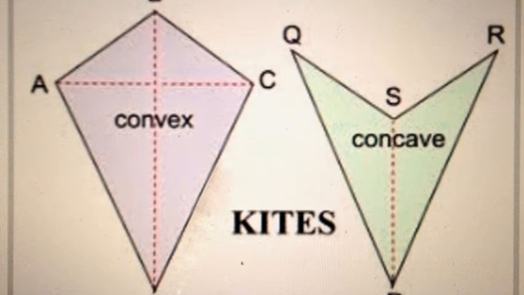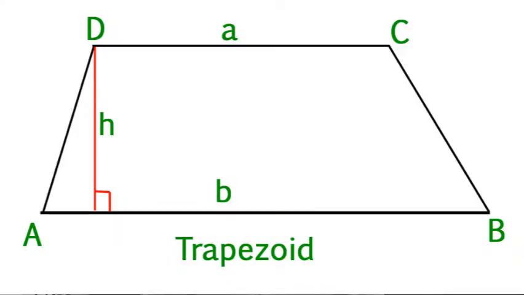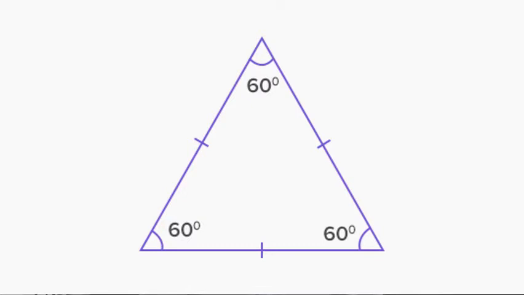Here's a quadrilateral. Here's a quadrilateral. This is not a quadrilateral. And remember, if it has 4 sides and 4 angles that add to 360 degrees, we call it a quadrilateral.